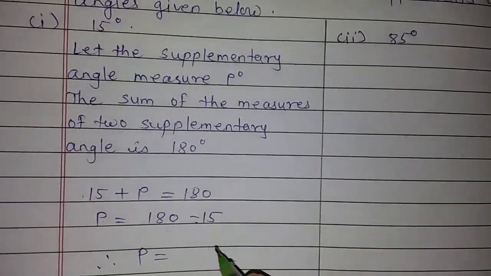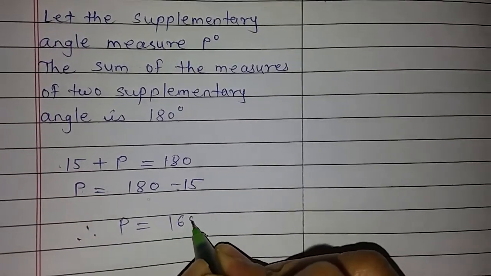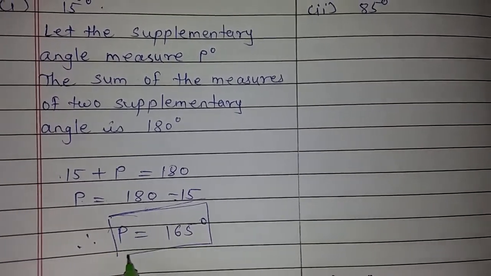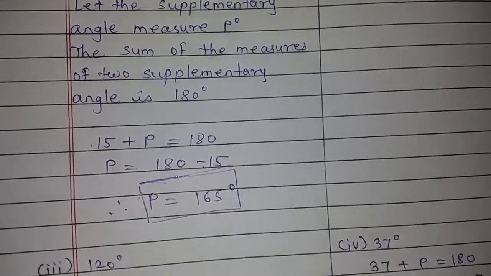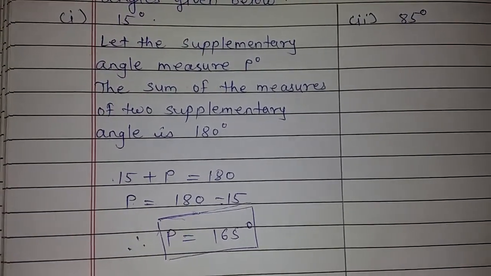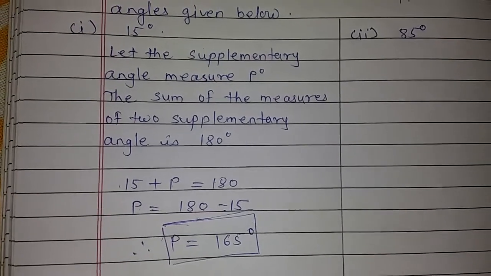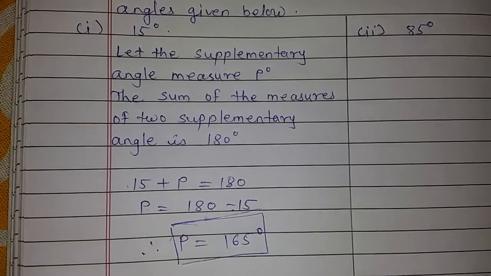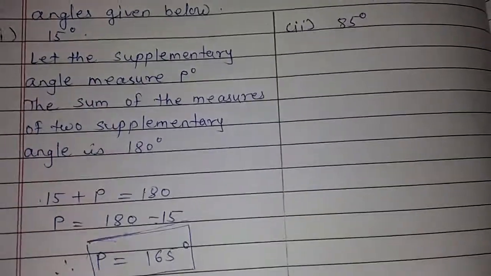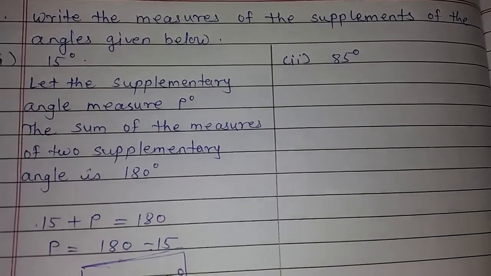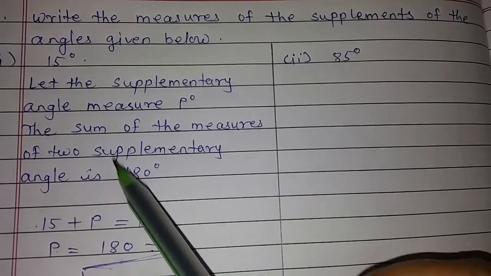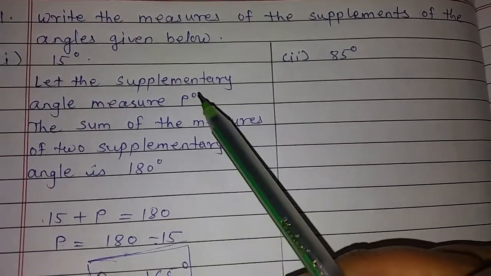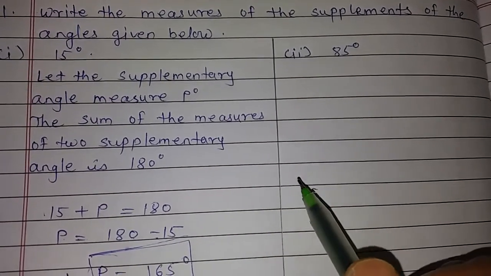Means P is equal to 165 degree. Therefore the measure of the supplement of an angle of 15 degree is 165 degree. You write down the answer in a full sentence. Now second, 85 degree. You write down all these sentences for the solution of all the questions. I am not writing, but you write.